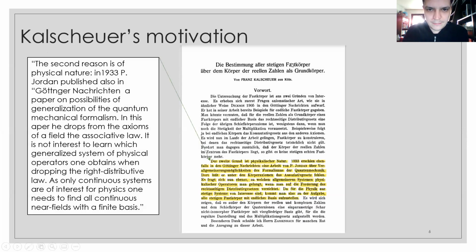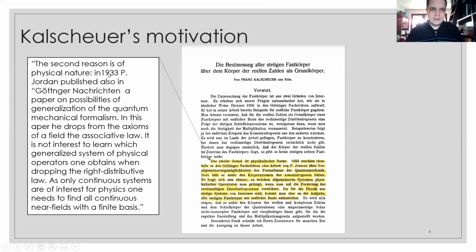Okay, so this is his paper from 1940, where he writes about determining all continuous near fields over the field of real numbers. And he quotes two motivations. One is axiomatic. Are there any systems with only one-sided distributive multiplication where the multiplication is continuous over the real numbers? And the second one, which is in German and which I translated into English, is that the second reason is of physical nature.